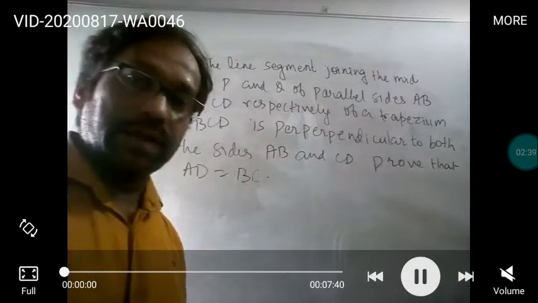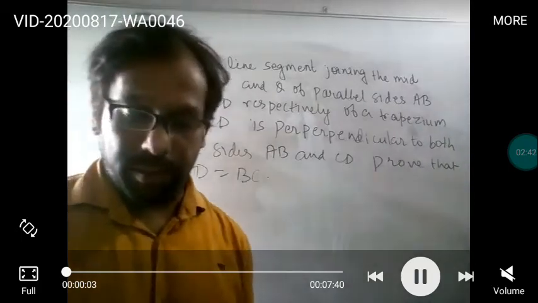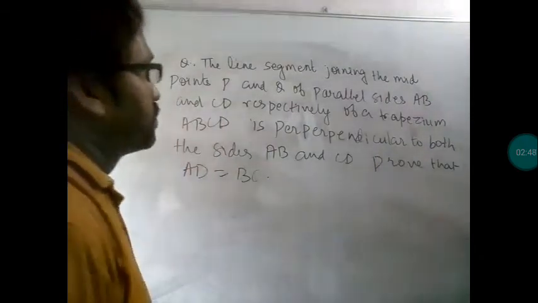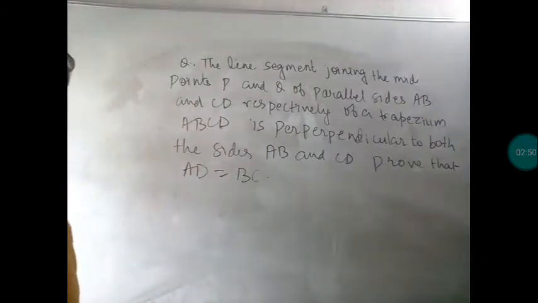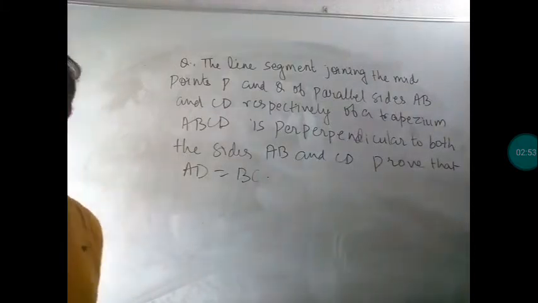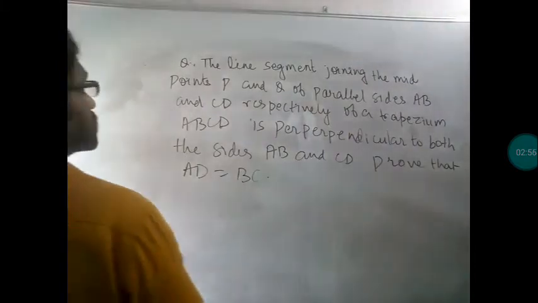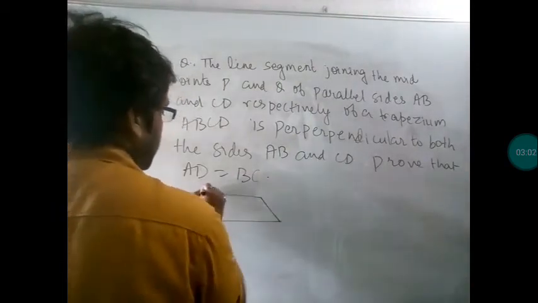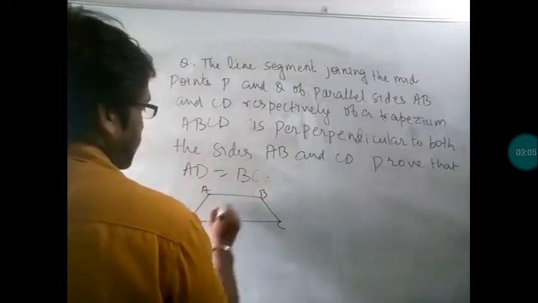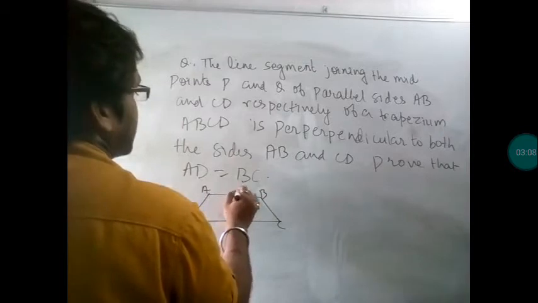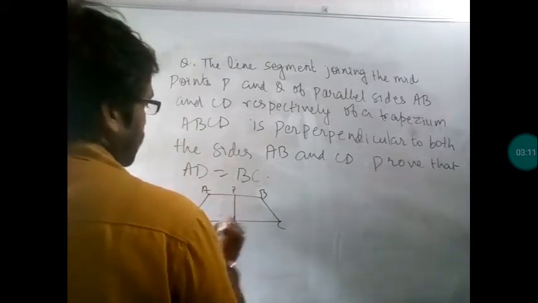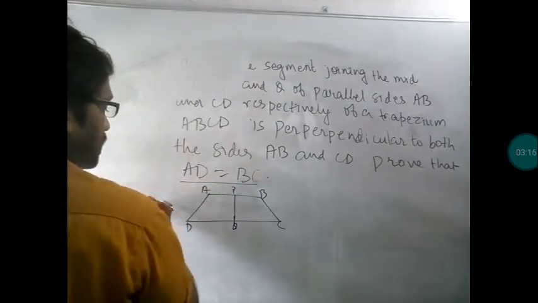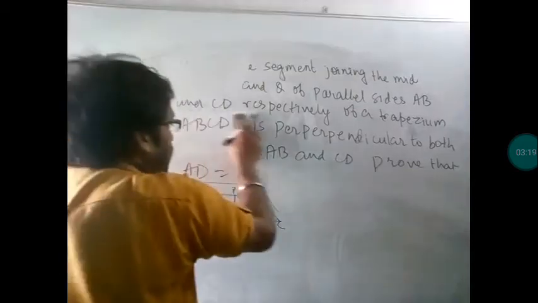First of all I would like to draw the figure of this question. That is very important. I will first draw a small figure so that I cannot forget what has been given in the question. What is given? One trapezium ABCD. Midpoints are also given, P and Q. What we have to prove, that I'll also note down: AD is equal to BC, so that I can't forget what I have to prove.